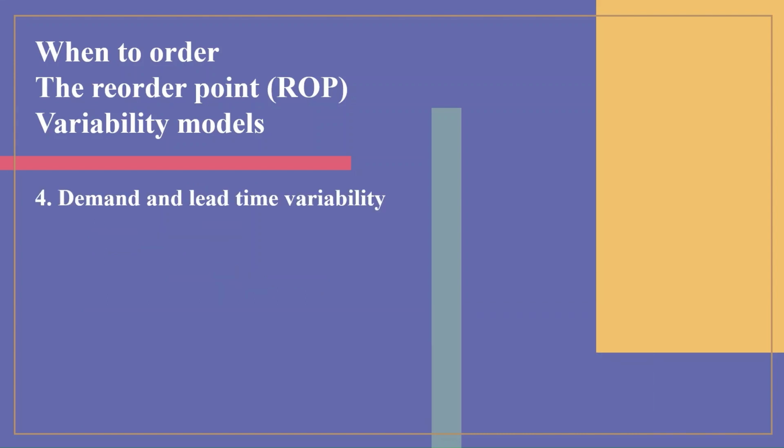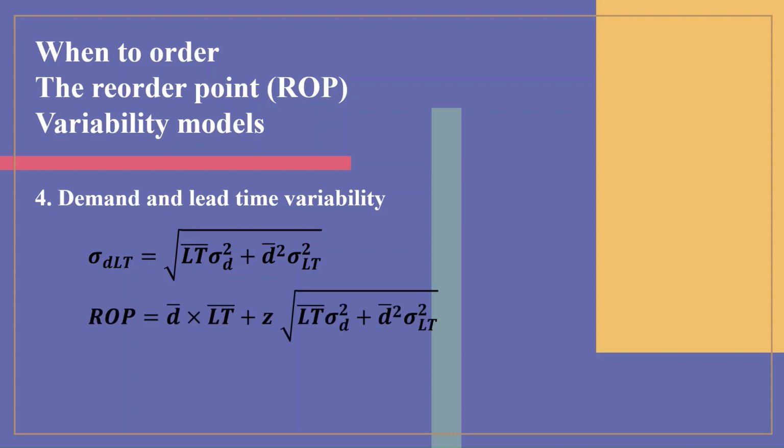And if both demand and lead time are variable, then sigma DLT equals the square root of LT bar multiplied by sigma D squared plus d bar squared multiplied by sigma LT squared. And the reorder point is ROP equals d bar multiplied by LT bar plus Z multiplied by the square root of LT bar multiplied by sigma D squared plus d bar squared multiplied by sigma LT squared.